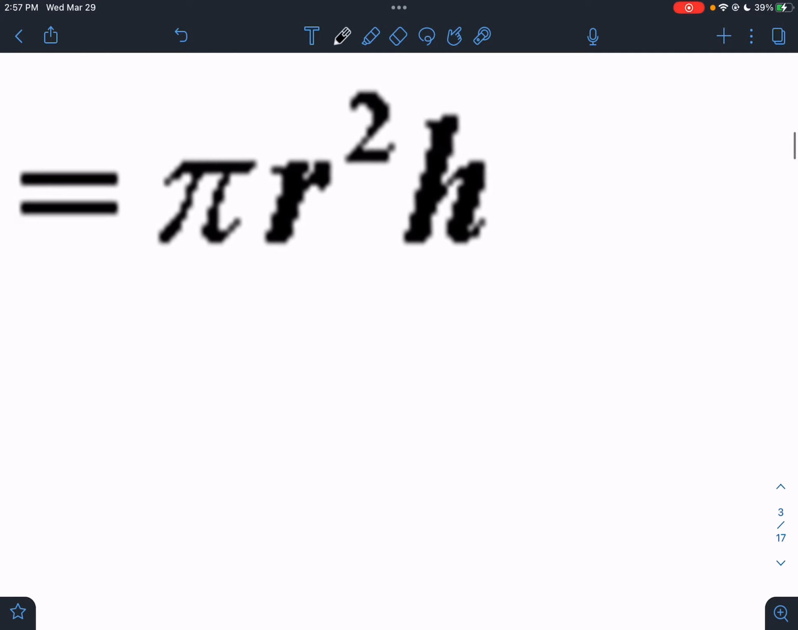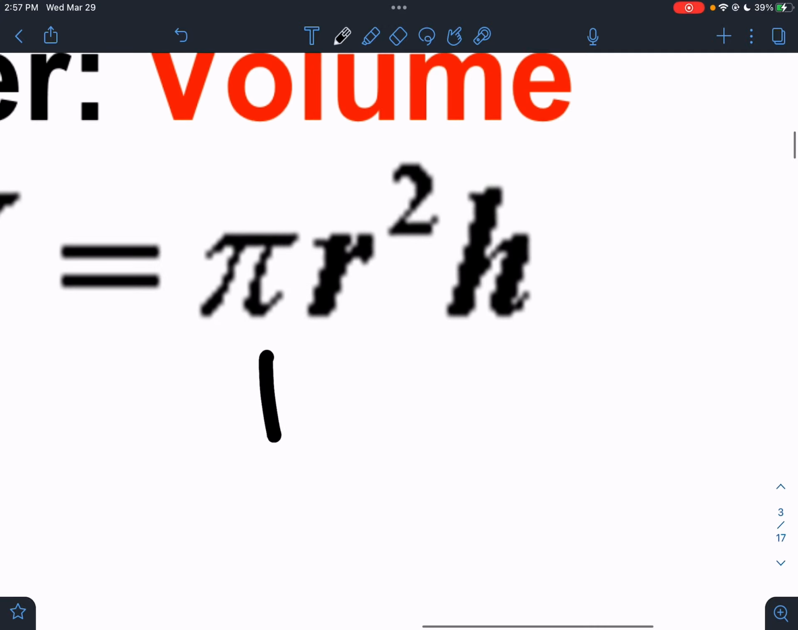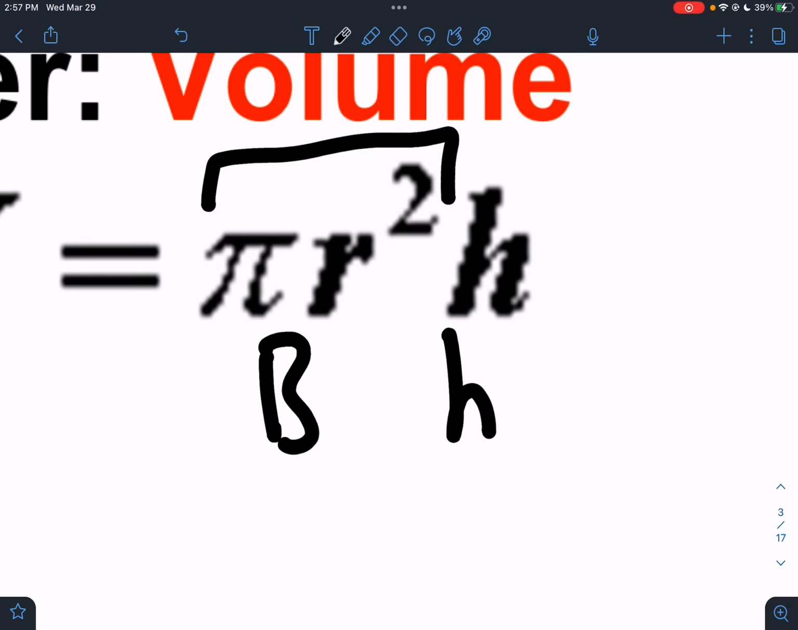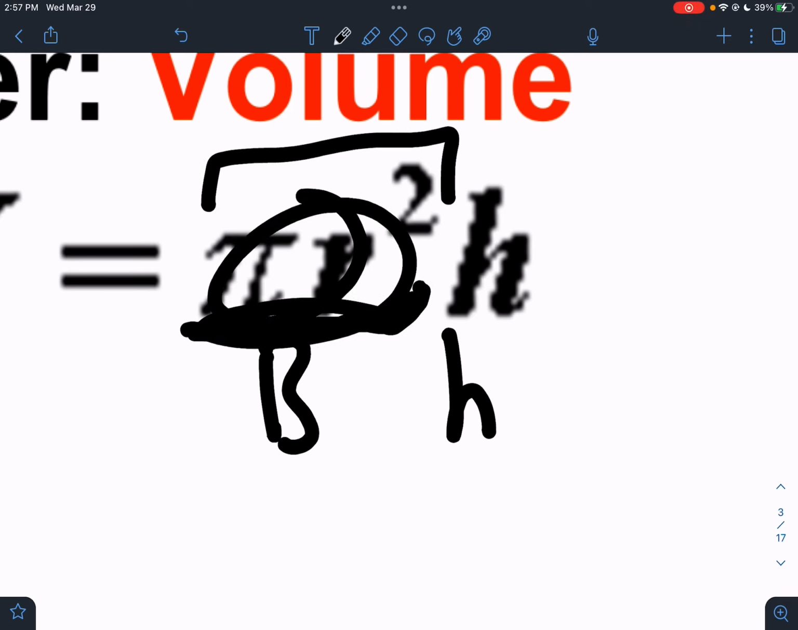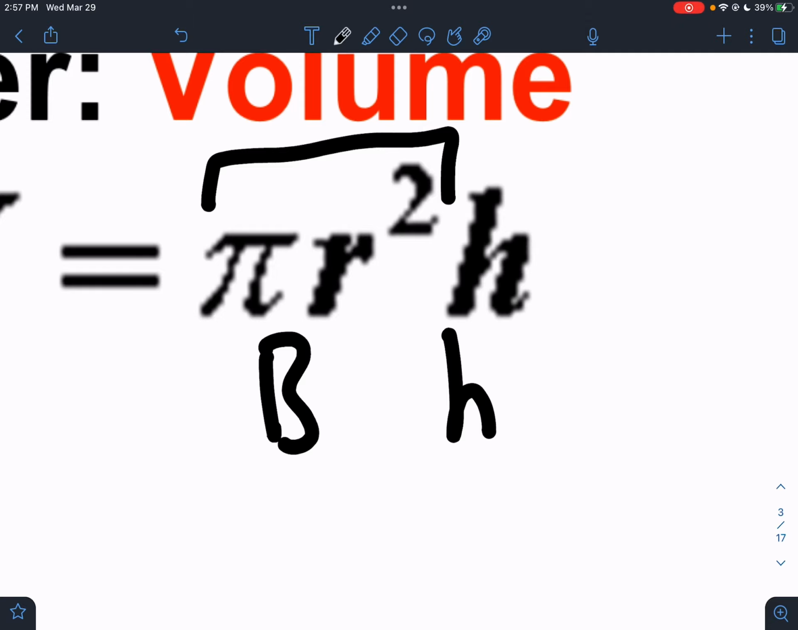Then we talk about cylinders. Guys, this is the same formula. This is still capital B times H. It's just because it's a cylinder, this is the area of the base. Pi r squared is the area of a circle. The base must be a circle.